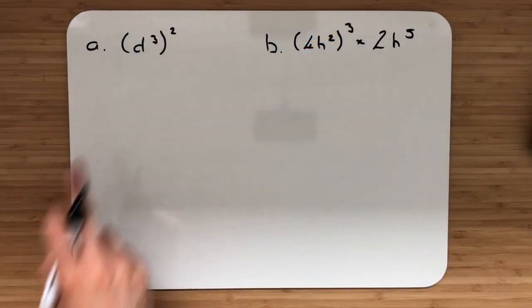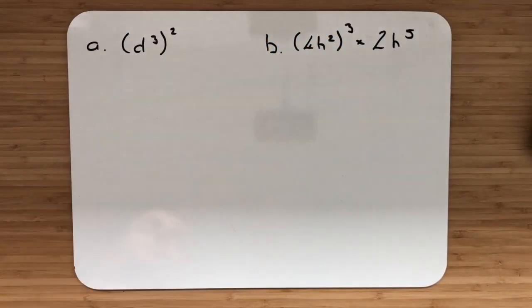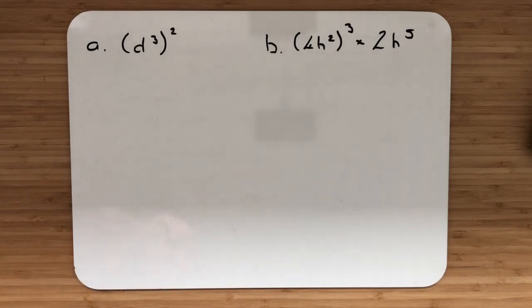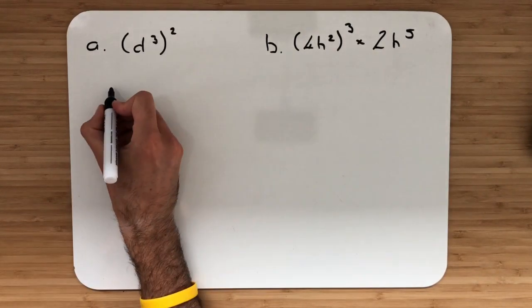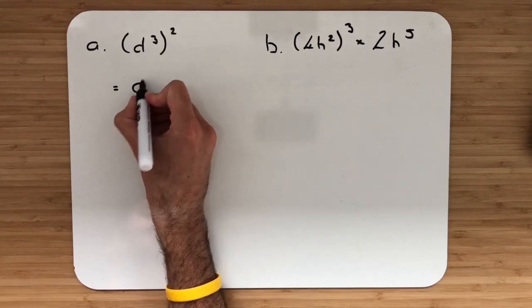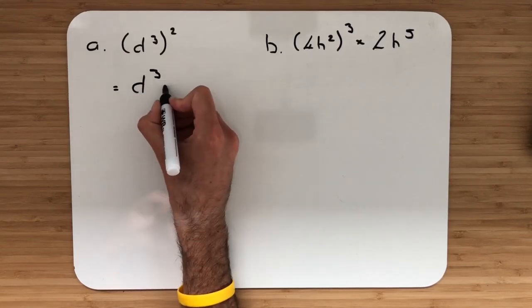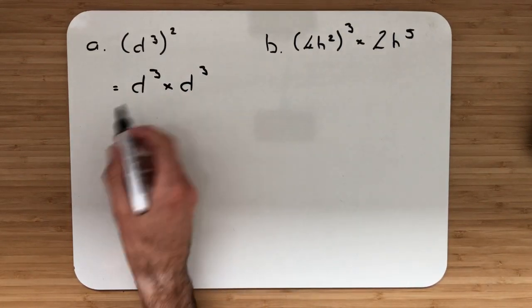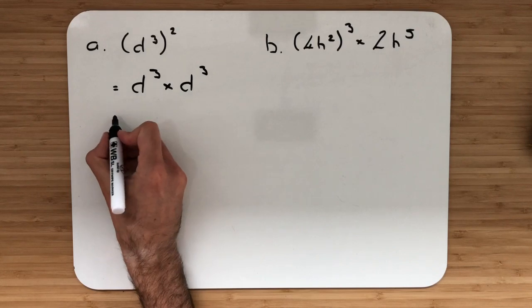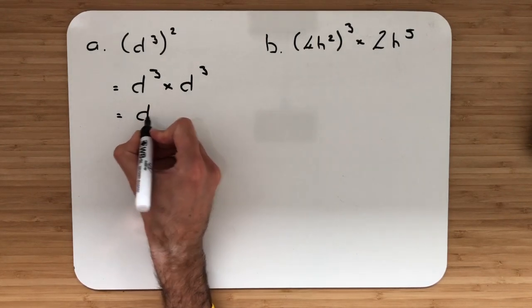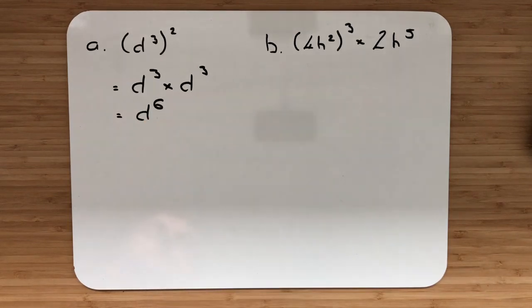In example 3a, we have d cubed all squared. Now, there is a quicker way of doing this, but I'm going to show the longer way first of all, and then we can see how you get the quicker way. When you square something, you multiply it by itself. That means d cubed multiplied by d cubed. We now know when we multiply, we check for the same base, and if it is the same base, we add the powers to give me d to the power of 6.